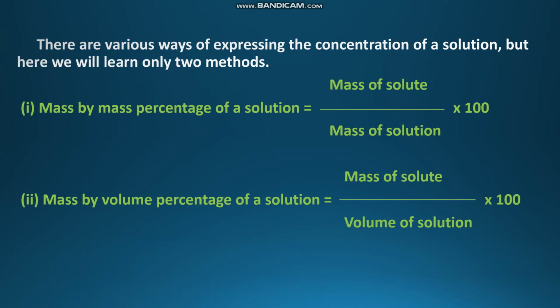So we have learned two terms now to find out the concentration of a solution. One, mass by mass percentage of a solution. The other one, mass by volume percentage of a solution. Mass by mass percentage of a solution is equal to mass of solute divided by mass of solution into 100. Mass by volume percentage of a solution is equal to mass of solute divided by volume of solution into 100.